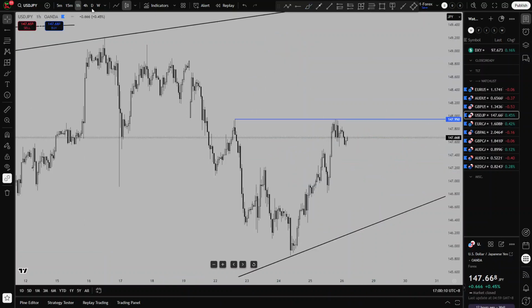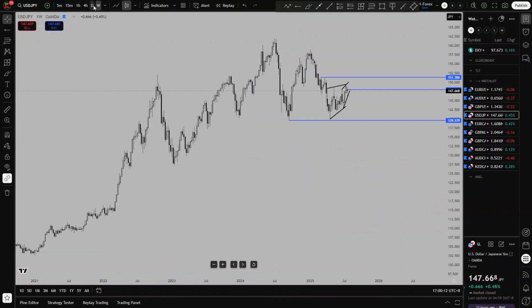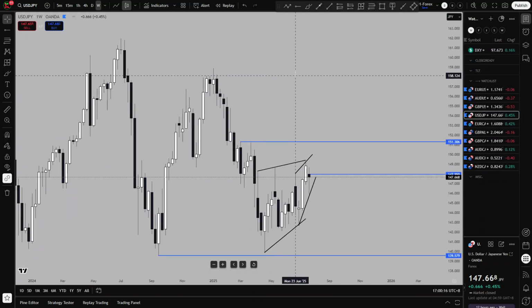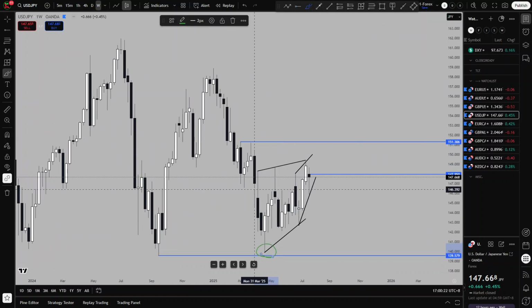US dollar, Japanese yen on the weekly time frame, we are discussing this pair as well on and off the previous few weeks. We still have this gap to fill here to the low.